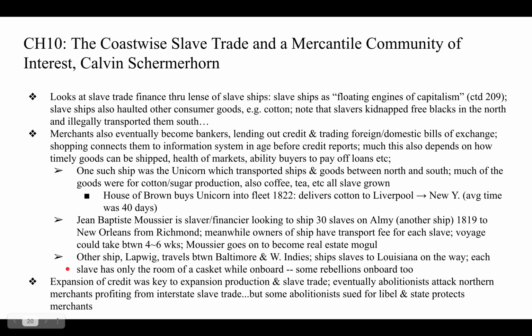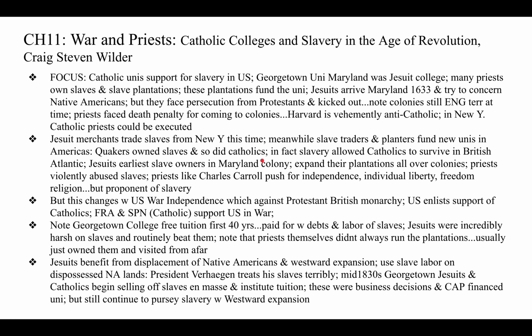and yeah, okay. Chapter 11 is called War and Priests: Catholic Colleges and Slavery in the Age of Revolution by Craig Steven Wilder. He focuses on Catholic universities' support for slavery in the U.S., and especially looks at Georgetown University in Maryland, which was a Jesuit college. Many priests owned slaves and slave plantations, and these plantations funded the university. So that's the basic gist of this chapter.